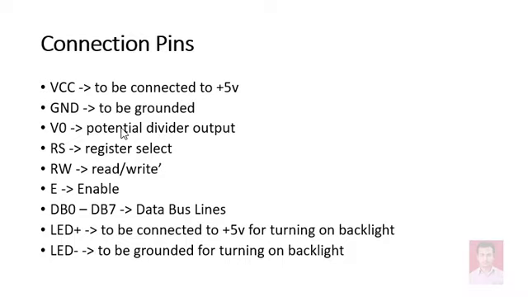In case you don't have a potential divider, try to connect two resistors in series, 10K and 1K, where 10K will be connected to VCC in series with 1K, and the other end of the 1K will be connected to ground.